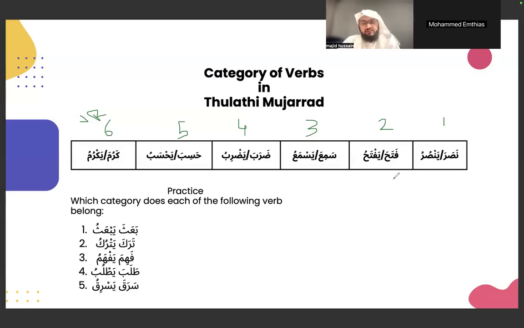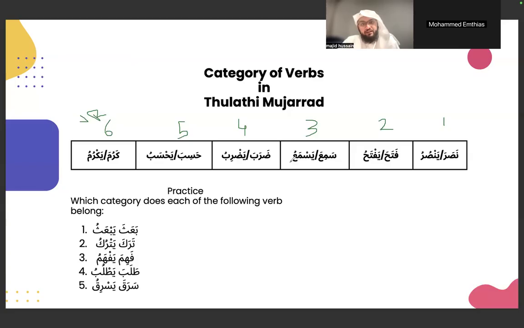And why did they segregate it? Because verbs are so many, and it was hard for them to understand why the verbs keep changing. For example, here, Nasara, but we change the same verb into the present tense, Yansuru. It keeps changing. Likewise, for a similar word from Thulathi Mujarrad, the present tense again changes: Yaftahu. That means the Ain kalima and the Lam kalima of the root letters are very different from the Ain and Lam kalima of the root letters from the first category.